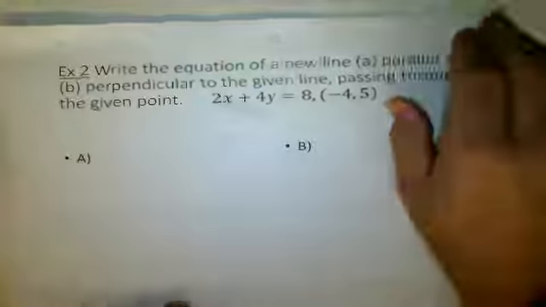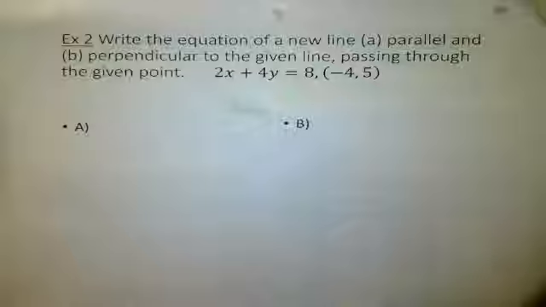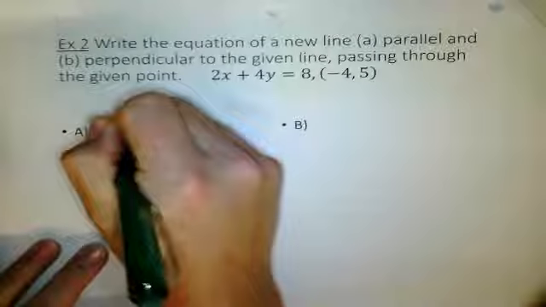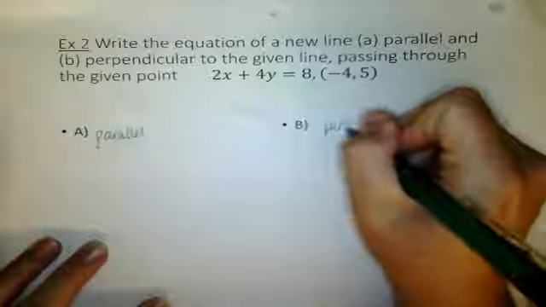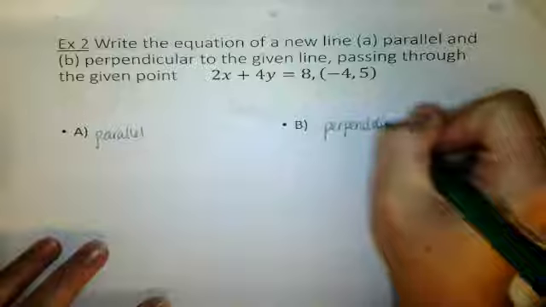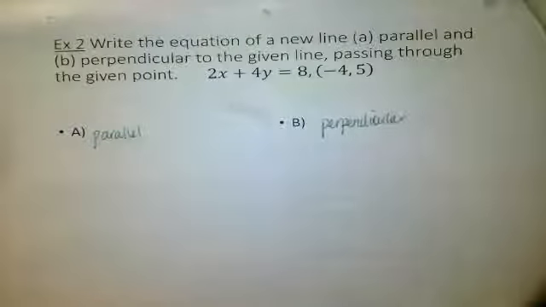All right. Last thing. Ejemplo 2. Write the equation of a new line parallel to the given line and perpendicular, passing through the given point. Write the equation of a line parallel and perpendicular to the given line passing through the given point.